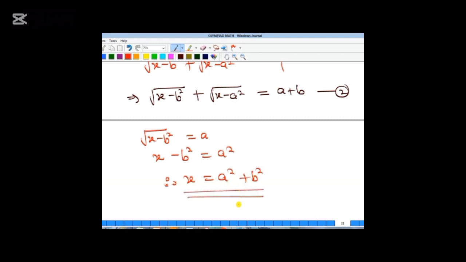So if we have the values of a and b, whatever they are, once you substitute them, you then get the value of your x. All right, so this is where we end it for this video.